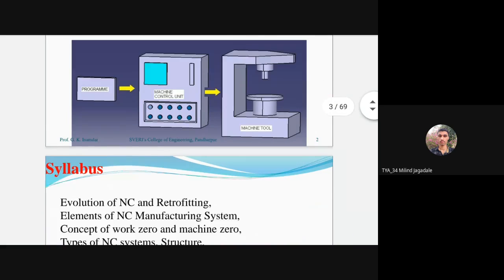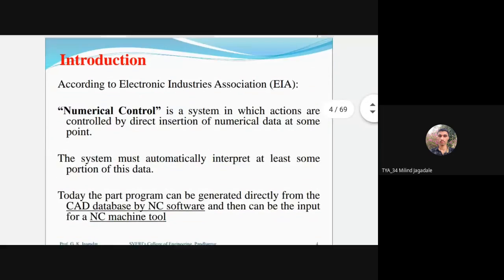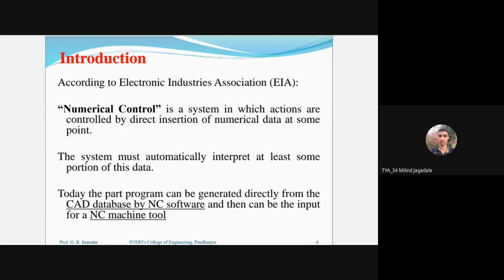Now, this is the syllabus for chapter number one, which we have already studied. So let's start. We will take a revision within 2 minutes, and after that we will continue our lecture. According to that, what is numerical control? What is numerical control?